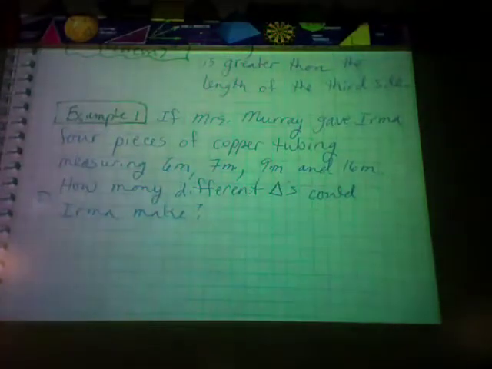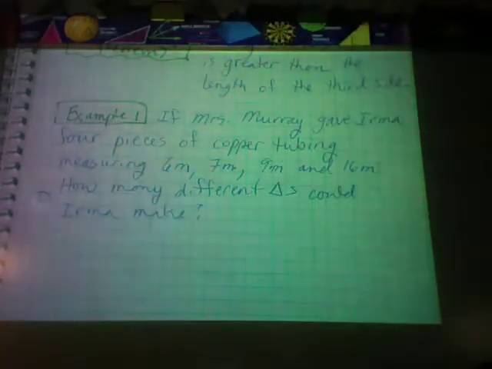So I want you to talk to somebody next to you without getting out of your chair, somebody or buddies next to you, to come up with how many different triangles Irma can make with those 4 lengths. And make sure that you write them down and test them. So talk amongst yourselves. Let's go.